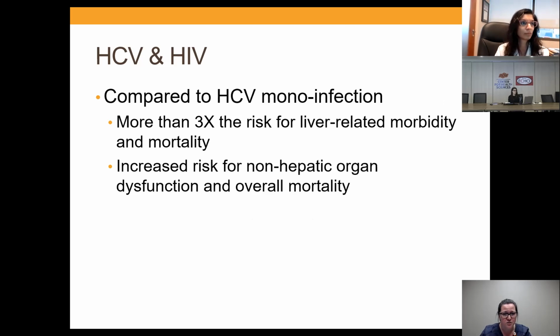So compared to patients that are mono-infected with hepatitis C, patients who have both hepatitis C and HIV are at 3 times the risk for liver-related morbidity and mortality, and that's quite substantial. So you can see here why it's super important that we detect both of these and treat when we have patients who are co-infected. They also have increased risk for non-hepatic organ dysfunction and just overall mortality in general.